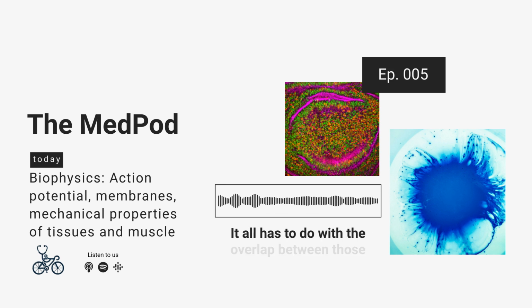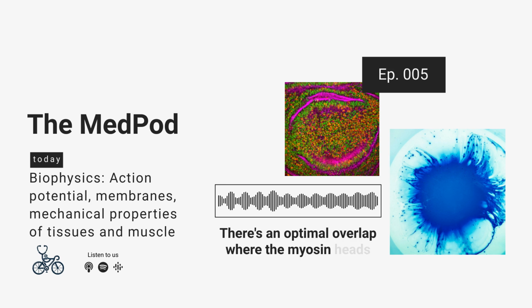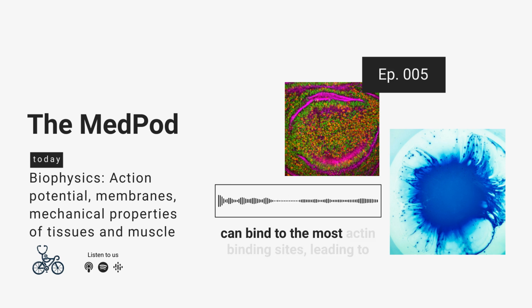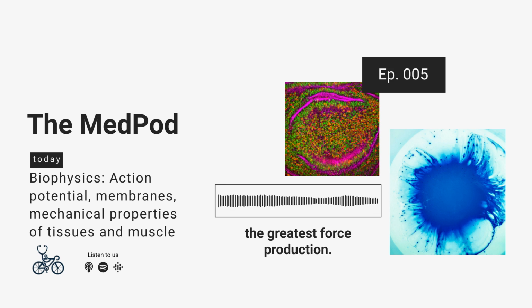It all has to do with the overlap between those actin and myosin filaments we talked about earlier. There's an optimal overlap where the myosin heads can bind to the most actin binding sites, leading to the greatest force production. That makes sense. But what about speed?